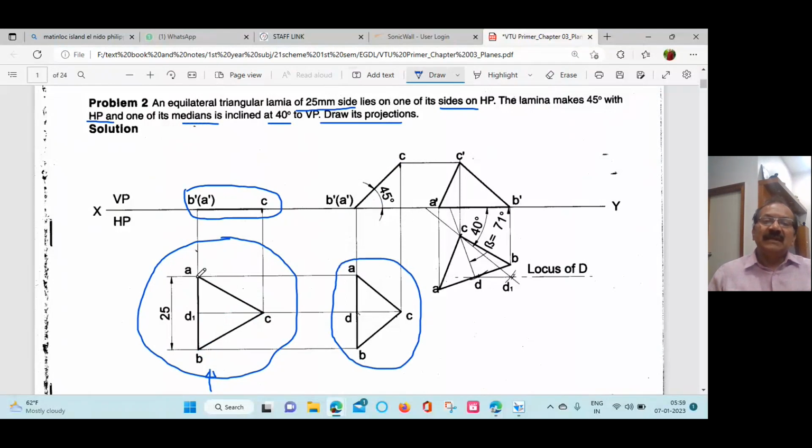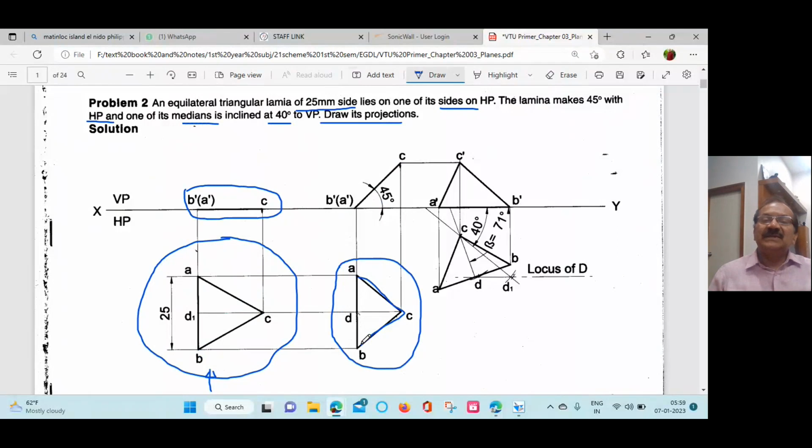Here what happens? Length AB in the first figure and in the second figure remains the same because it is parallel to HP. Whereas AC and BC are changing their length in the second triangle. So it is the apparent shape of the triangle.